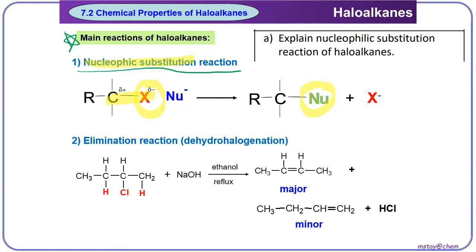However, the second type of reaction is elimination, dehydrohalogenation, which we already learned in the alkene chapter. When the haloalkane undergoes dehydrohalogenation, it will produce alkene, and we need to base on the Saytzeff rule to consider which is the major and minor product. Besides that, we also need to consider whether any rearrangement may happen.